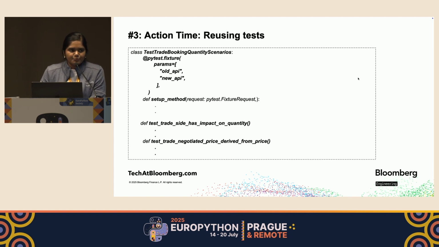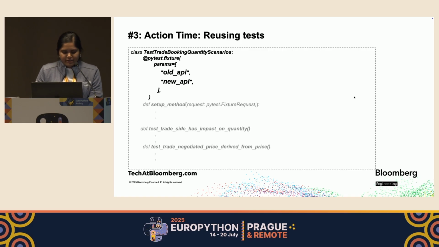Now, it's time to put it all together. We've got our behavior-driven test, we've got our setup abstractions, we've got our fixtures, and now we are ready to reuse these tests across both the old API and the new API. And here's what a test class looks like.